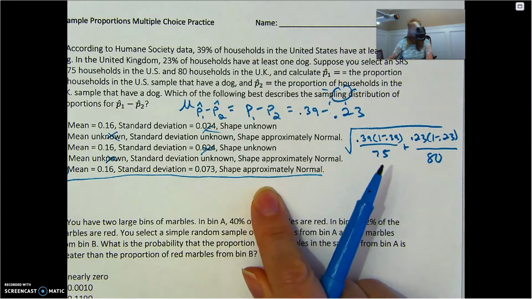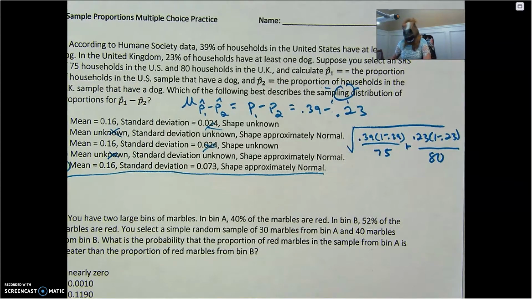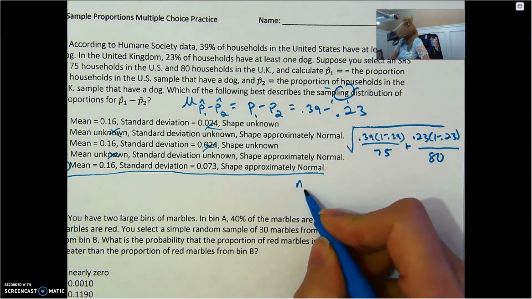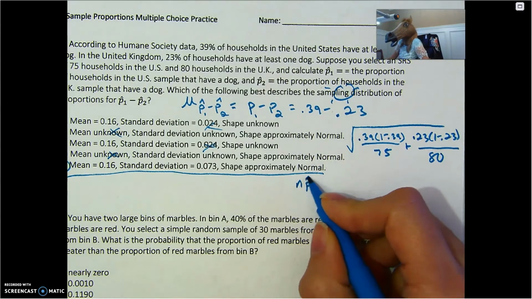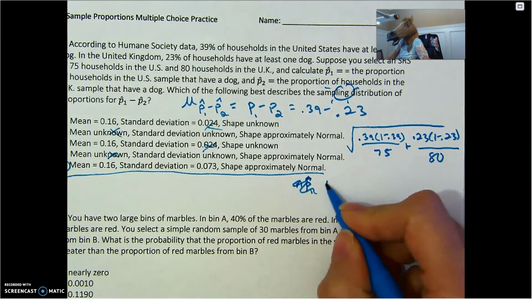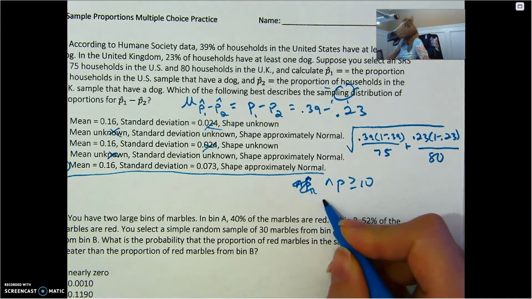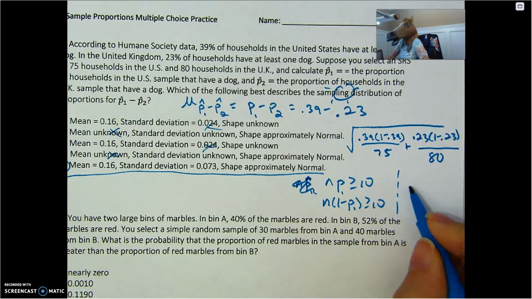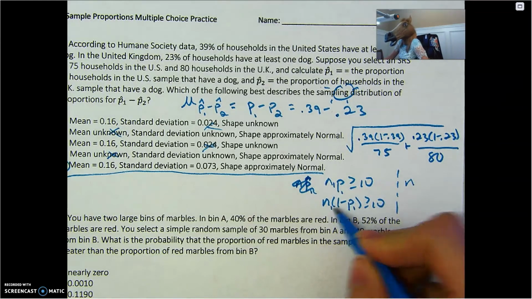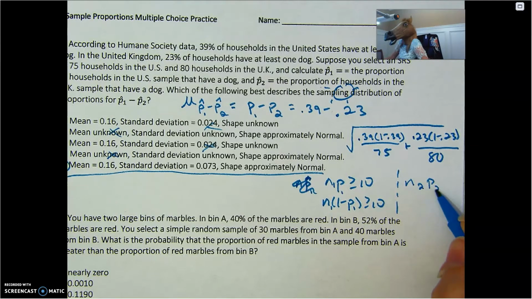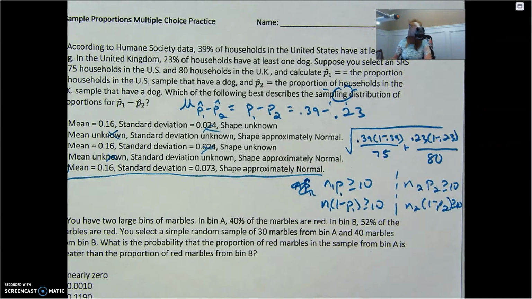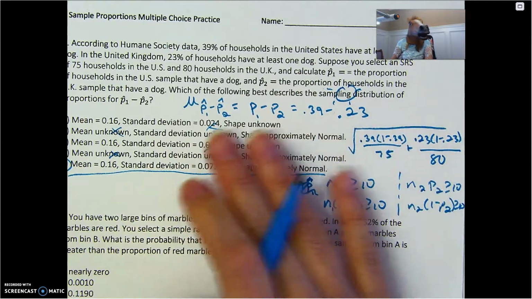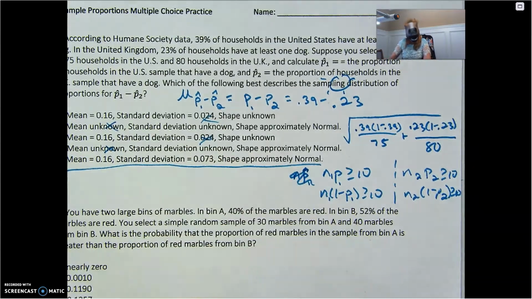We didn't have to do the normal check because there were no other choices, but that normal check is that n times p, well, I guess use p, greater than or equal to 10, and then you do the complement. And then you do the other one. Anywho, you want at least 10 successes and 10 failures for the United States and for the UK. And we do, so it would be approximately normal.